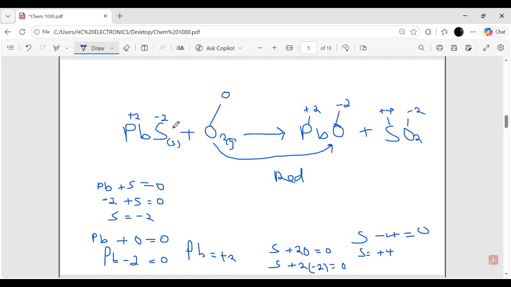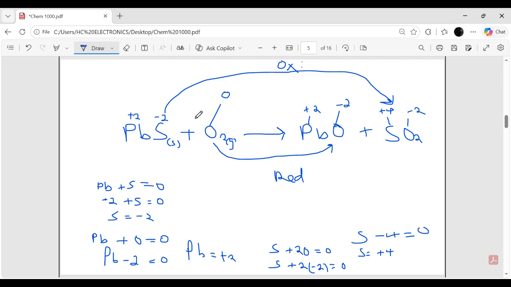Okay. Then for sulfur, when you check sulfur very well, it's -2 here, then here it's +4. So it has increased in oxidation state. As a result, this one is the one which is undergoing what? Oxidation.